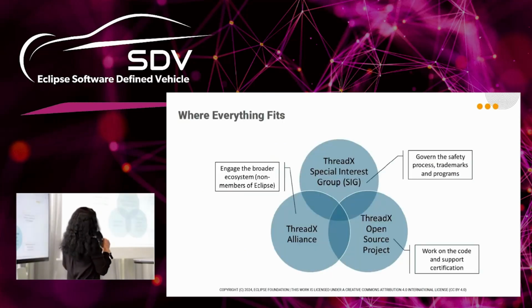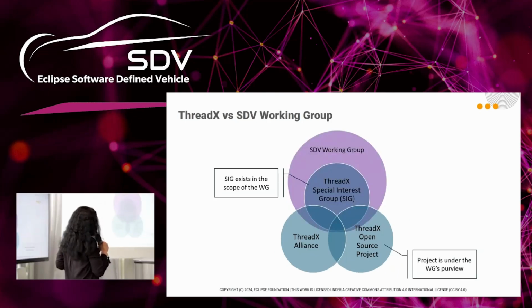So where exactly everything fits: we already have the project, again, open source. We now have the SIG, which is part of the SDV working group. And around this, we'll also have the alliance around ThreadX. The project, as you already know, has been under the purview of the SDV working group for some time now. The SIG already exists as part of the working group. So all it needs is for us to get this alliance up and running so we can get the funding support for these certifications going forward.